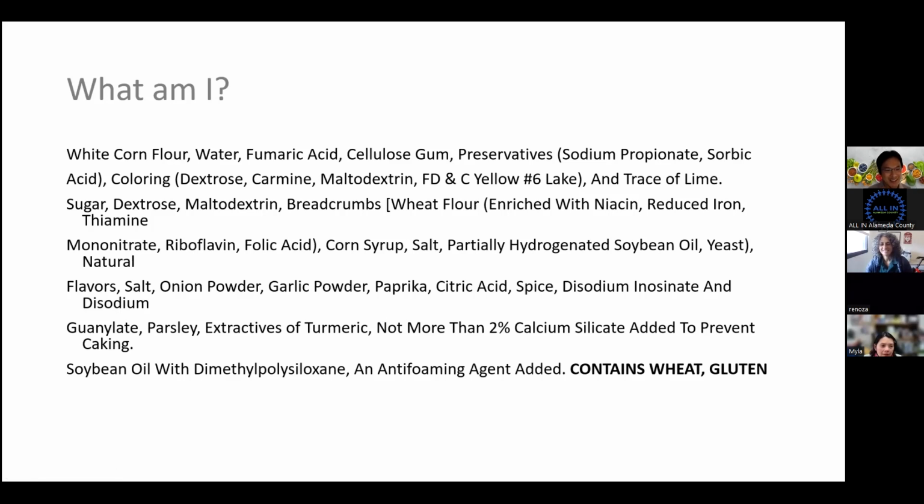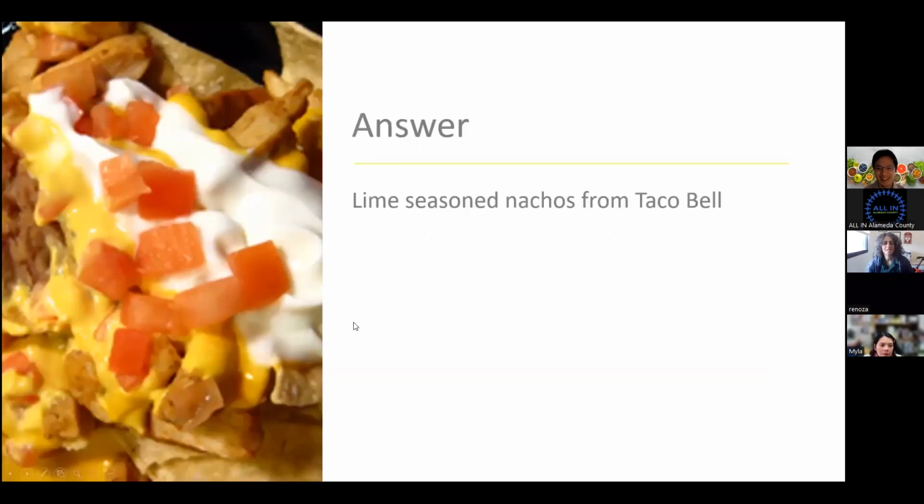Any other thoughts? There's cornbread. Somebody put cornbread, tortilla corn chips, said Ronald. Yeah. So why don't you show them the answer? Yeah, it's lime seasoned nachos from Taco Bell. It's their recipe for lime seasoned nachos.